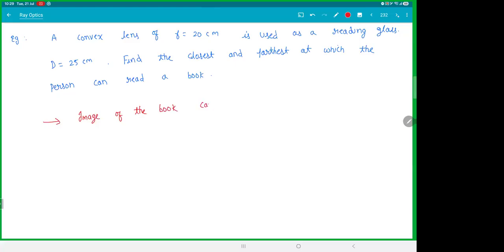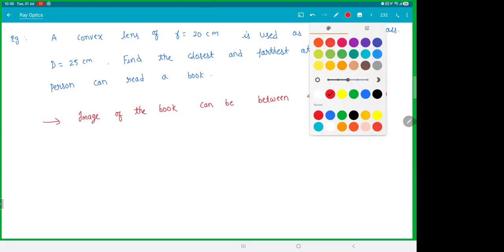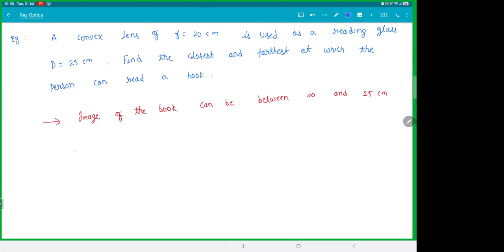The image of the book can be between infinity and 25 centimeters. You can look when it is at infinity. That's how you look at stars in the sky. They're at infinity. Yeah, you can't read them, but there is something there. That's the hypothetical case, and the other is 25 centimeters. If the image is less than 25, you can't see. So these are the two extreme cases. The image should be between infinity and 25.